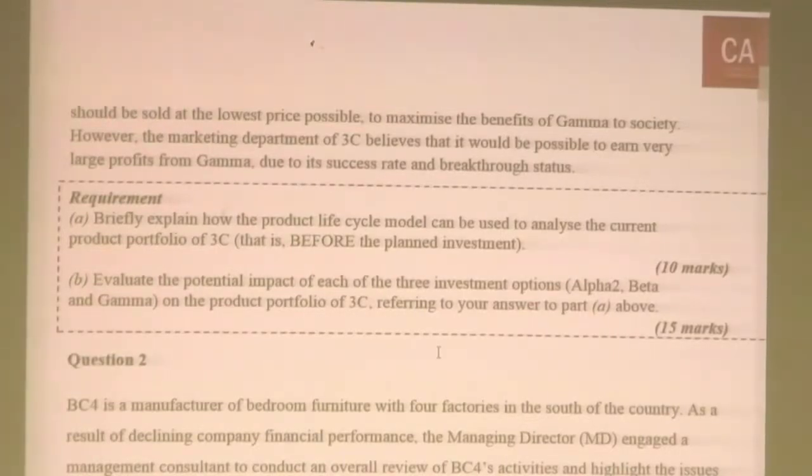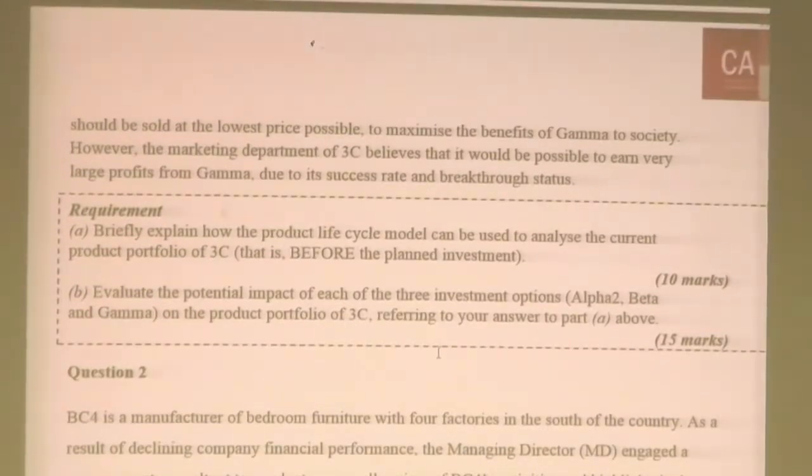It says, briefly explain how the product lifecycle model can be used to analyze the current product portfolio of 3C. So you know what the product lifecycle model is, and what we have to do here is explain how the model can be used in evaluating the product portfolio. Then afterwards, it says evaluate the potential impact of each of the 3 investment options, alpha, beta and gamma, on the product portfolio of 3C, referring to your answer in part A above. Okay. So I think alpha, beta and gamma may be the products of this particular scenario. So we will have to read it and see.